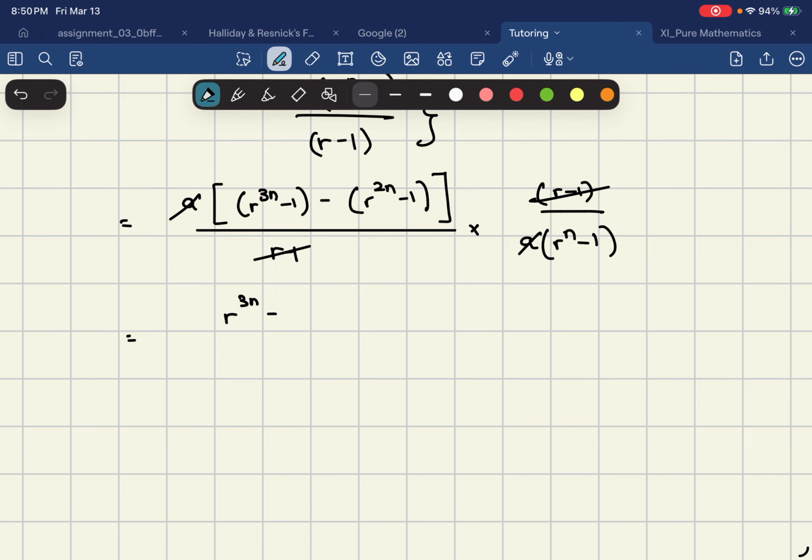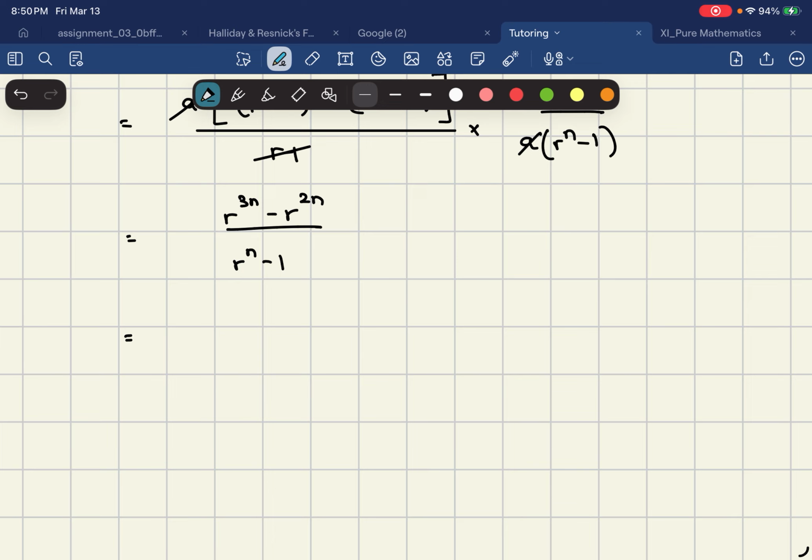So we have a to the power 3n, r to the power 3n minus r to the power 2n, divided by r to the power n minus 1. If you think about it, I can factor out r to the power 2n. R to the power n minus 1 is going to be left. Why? Remember, r to the power 2n times r to the power n is r to the power 2n plus n, which is equal to r to the power 3n, right? The exponents get added up when you have the same base and you multiply these things.